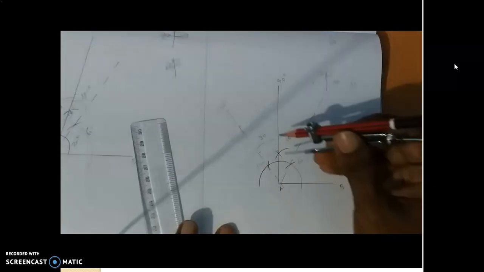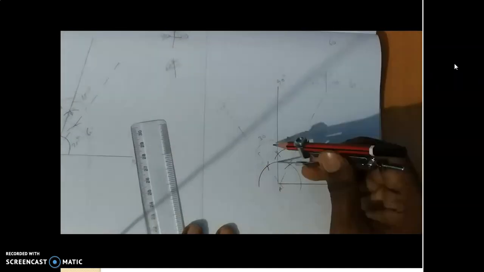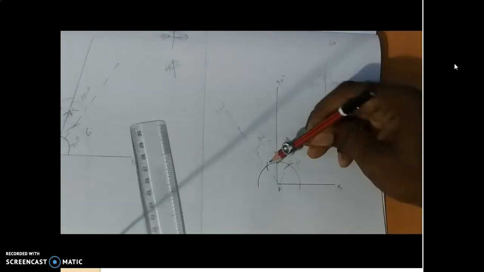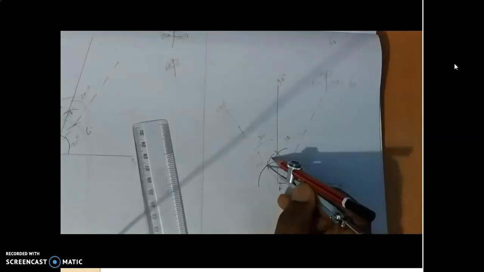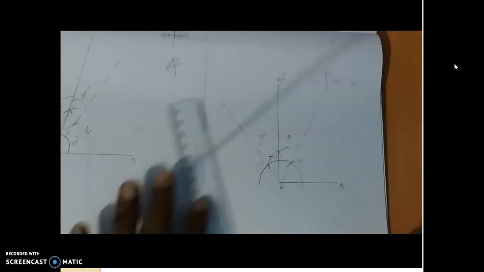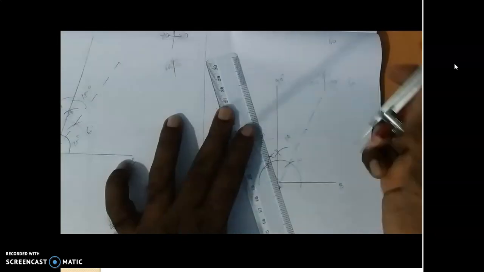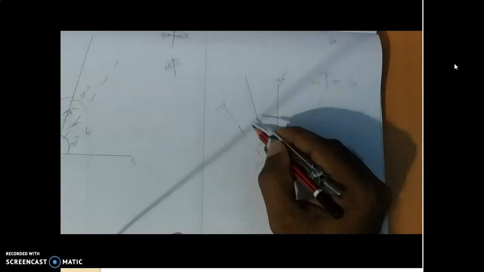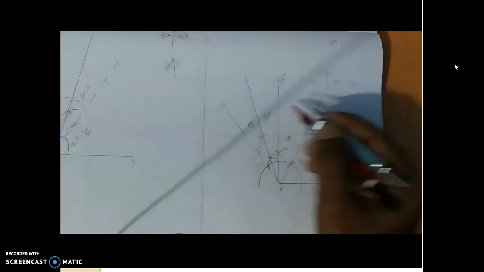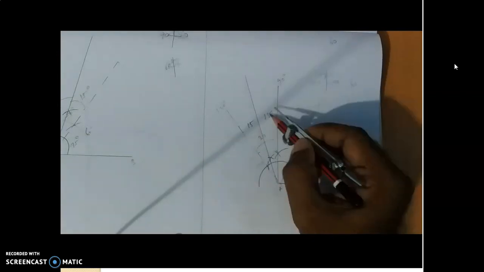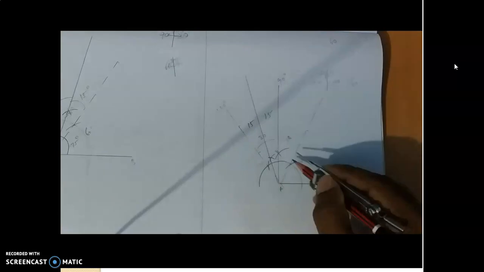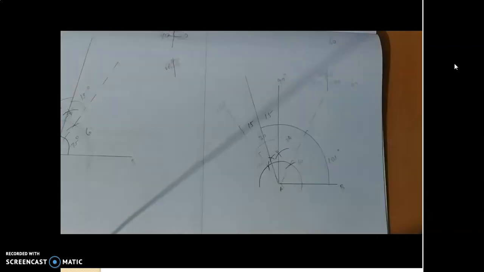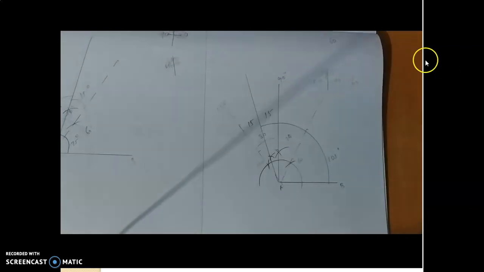So now I am going to bisect this angle between 90 and 120. Take more than half of this arc and draw one arc here, and similarly from this end point draw one more arc. Then draw a line through this. So this 30 degree is now divided into 15 and 15. So 90 plus 15 is 105. So this angle is nothing but 105 degree. That is the procedure to draw 105 degree.